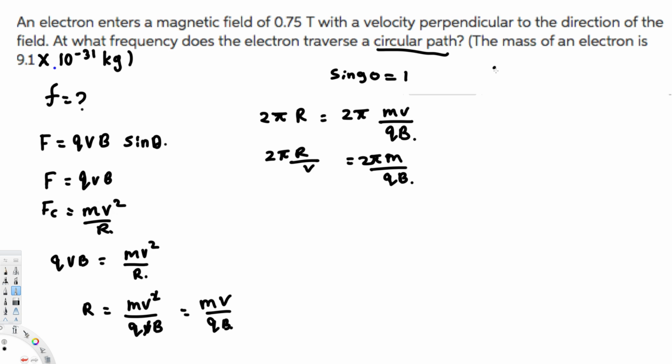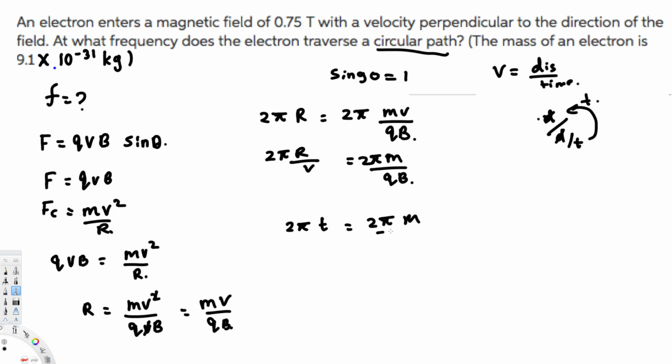And we know that velocity is equal to distance over time, right? And r is already a distance. So r, a distance, divided by d over t: this d cancels, and you are going to get t on top. So we are going to have 2 pi t is equal to 2 pi m over qb. This basically represents the time taken for it to travel one circle.